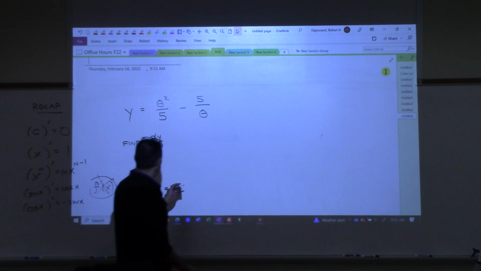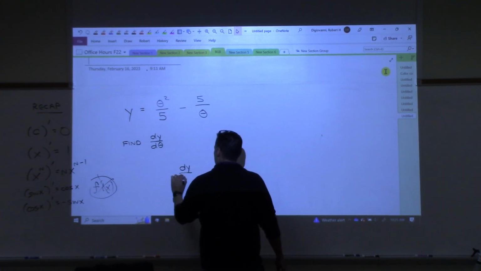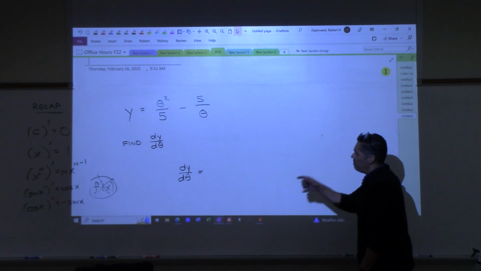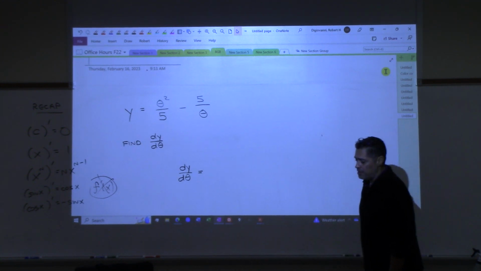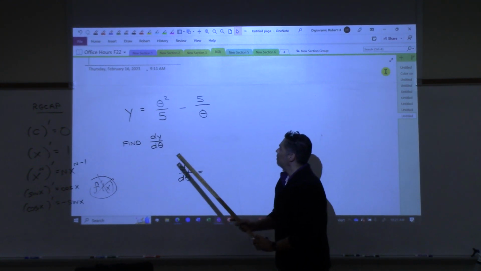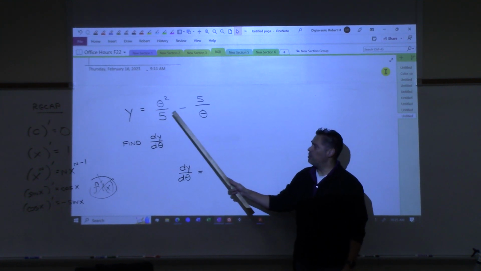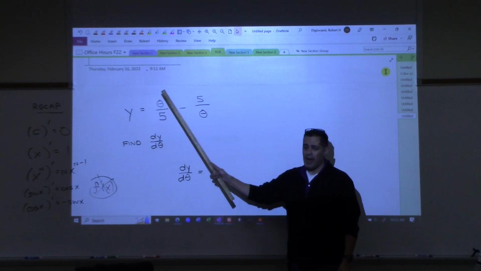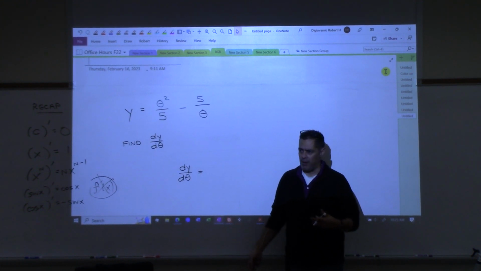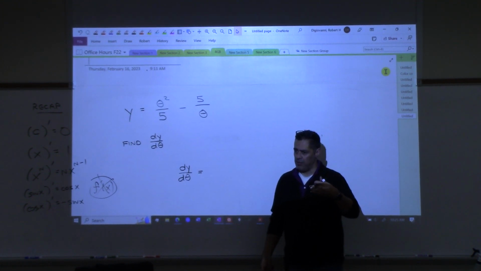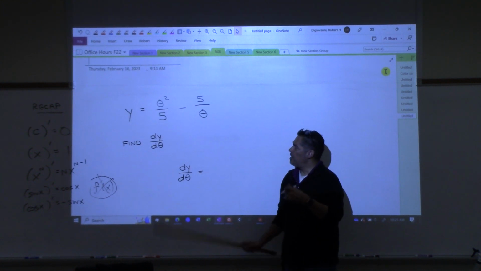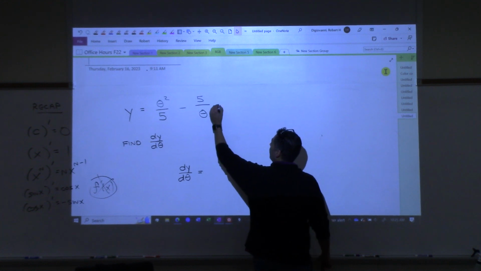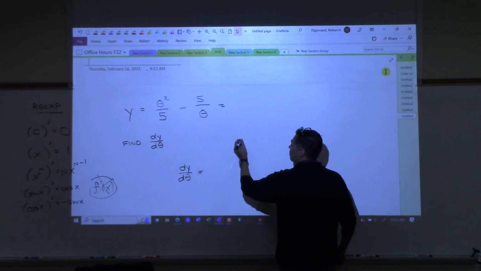So I'm going to write down here, dy d theta is, and you know what, I'm actually not ready to do that yet. I want you all to take a look at this. We have subtraction, right? So I can do these individually. But the first one is a fraction, and I haven't taught you how to do the derivative of a fraction. Same with this one.